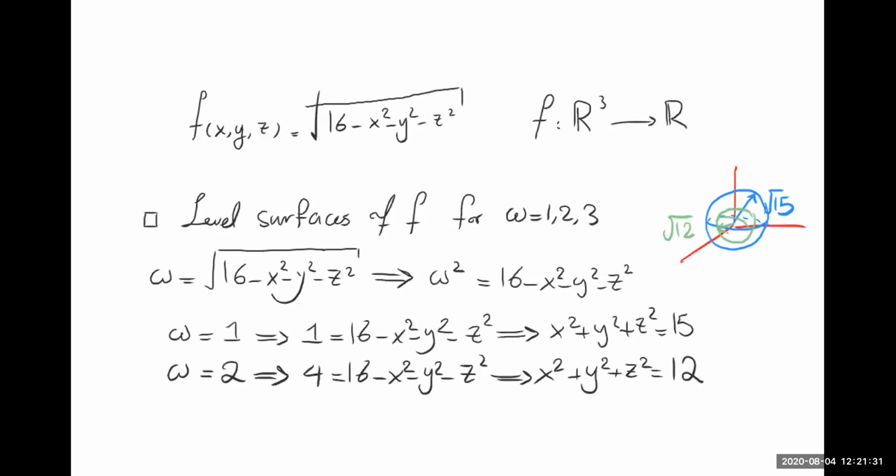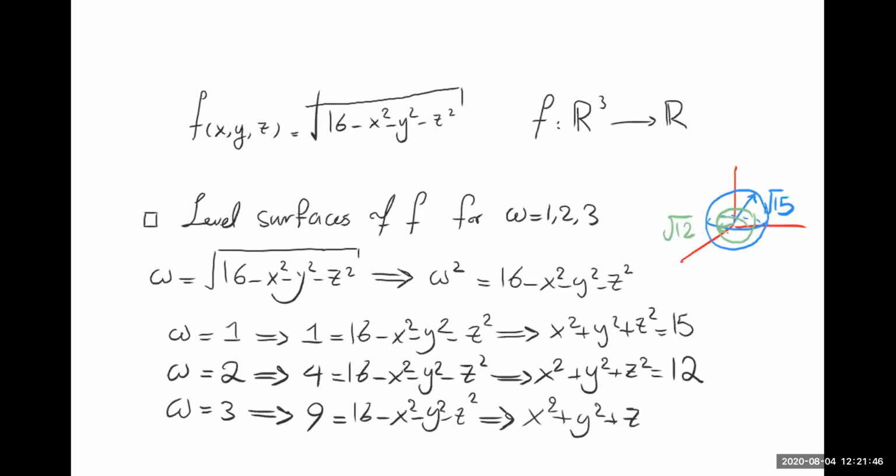And finally, if we let w to be 3, w squared is 9 equals 16 minus x squared minus y squared minus z squared. And therefore, x squared plus y squared plus z squared is equal to 7. Therefore, inside this sphere, we have a smaller sphere with radius square root of 7.